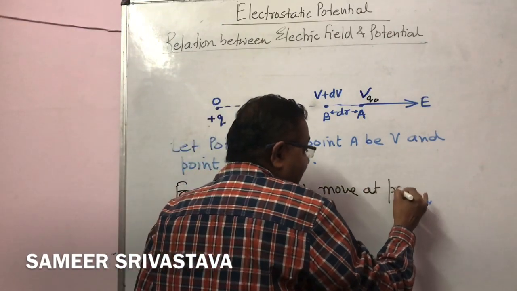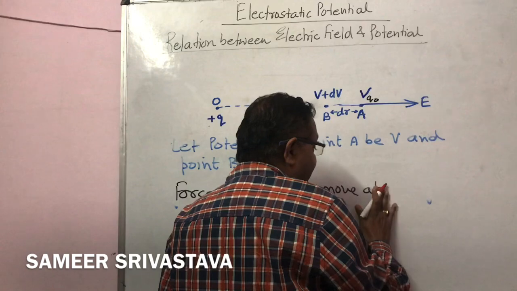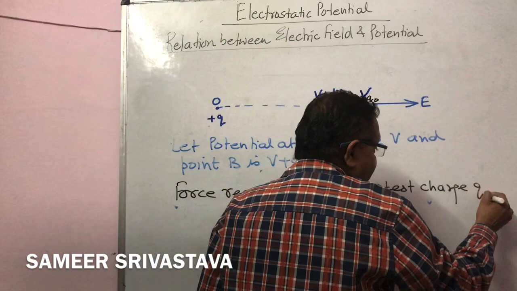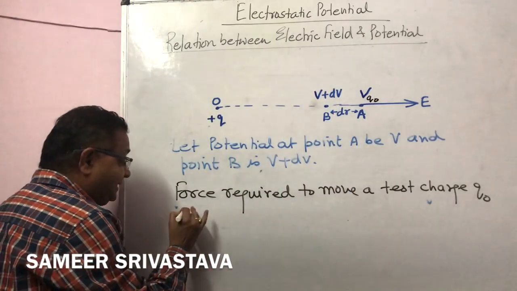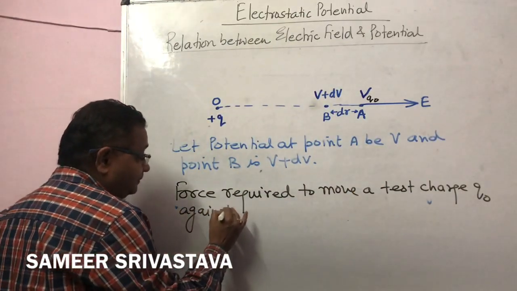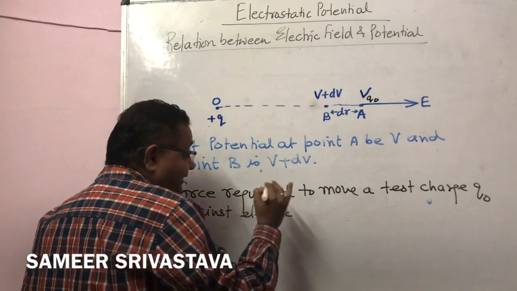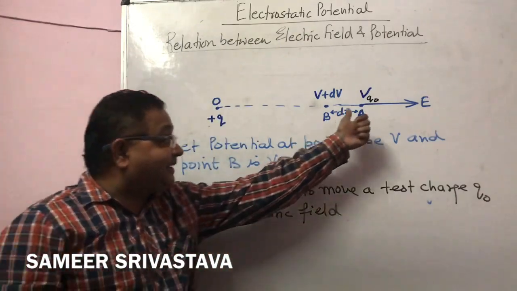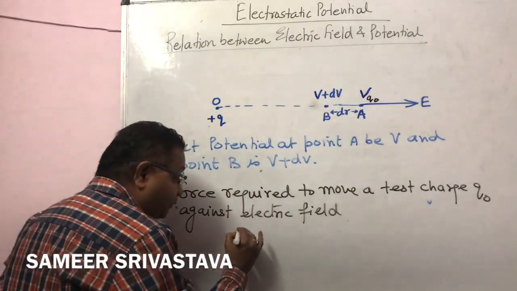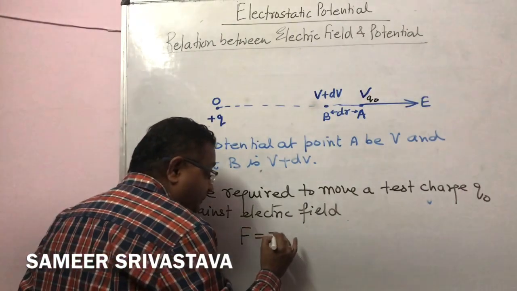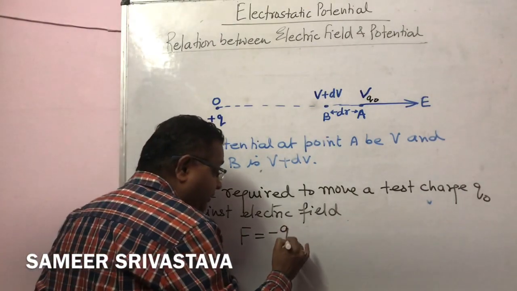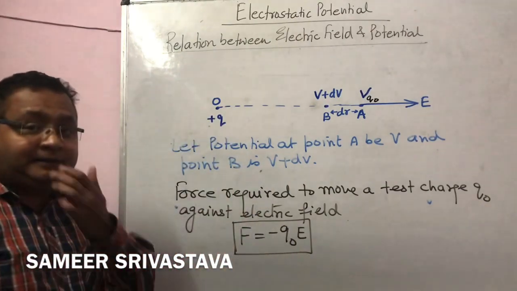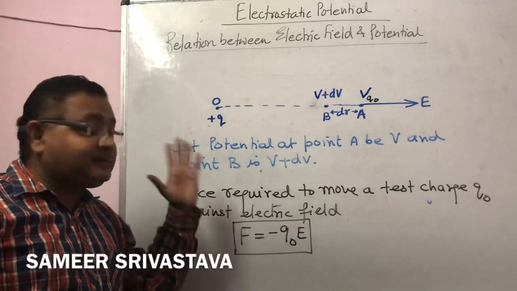The force required to move a point charge, or we can say a test charge, of value Q naught against the electric field. Here we write the words against electric field; against means in the opposite direction of the electric field. How much force is required? The force will be minus Q naught into E. This much force is required to move a test charge Q naught against the electric field.